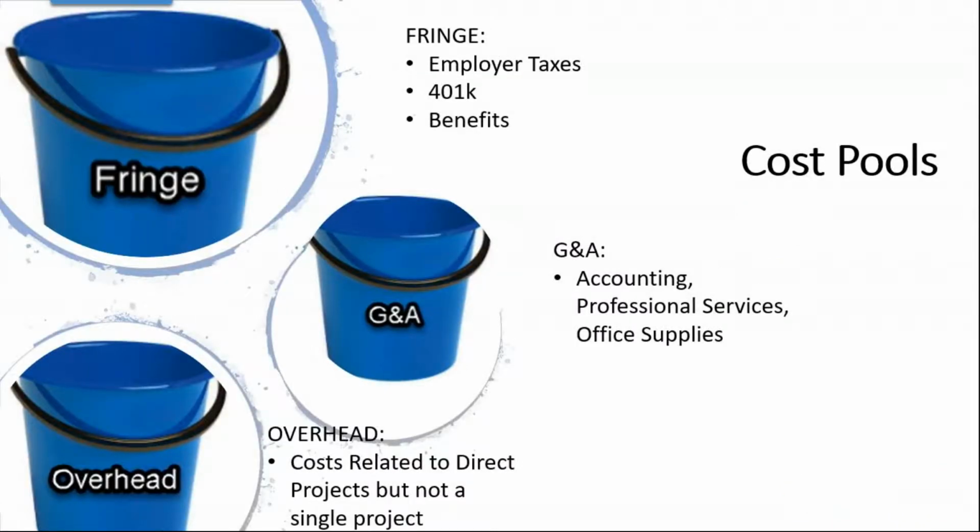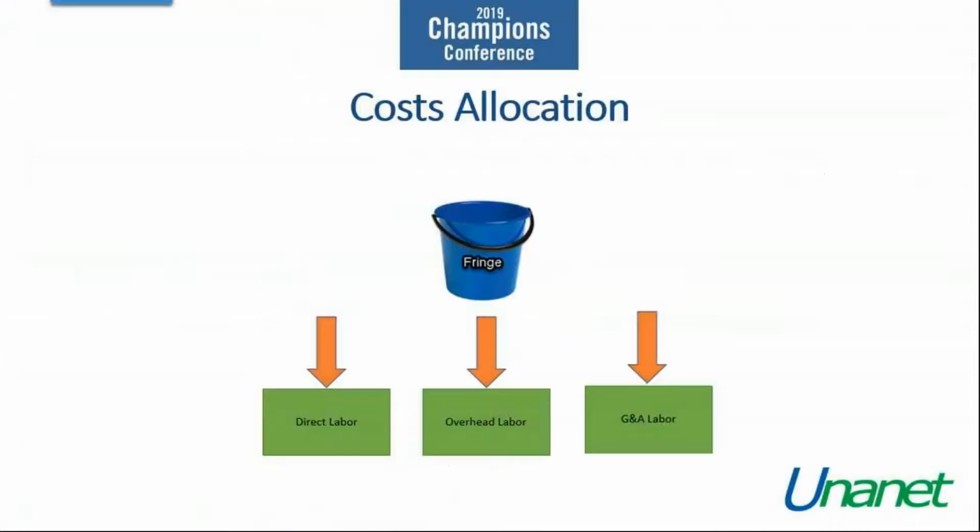So cost pools are typically 3 buckets. You may have more than this, but in general, you will have your fringe, overhead, and G&A. Fringe costs for a company typically consist of employer taxes, 401k, and other employee benefits, whereas your overhead typically consists of costs that are related to direct projects, but not necessarily a single project. So if you did not have those direct projects, you likely would not have overhead. But you would still need G&A to run your business: accounting, professional services, and office supplies.